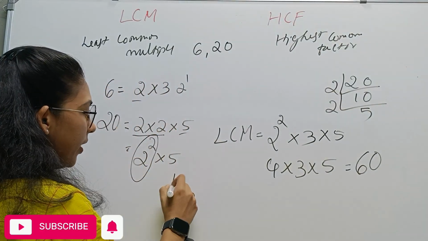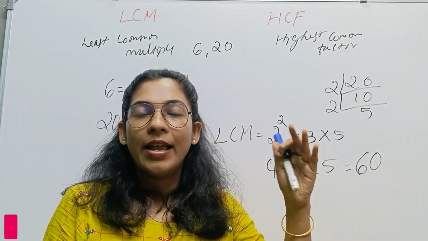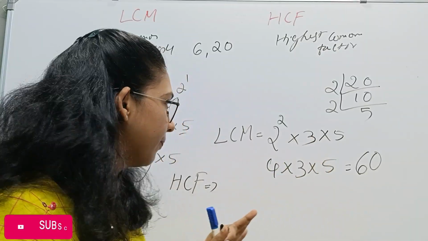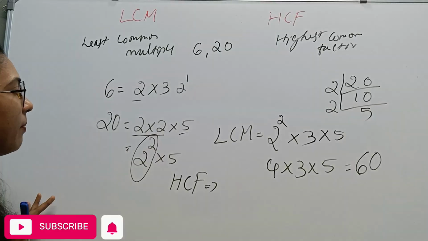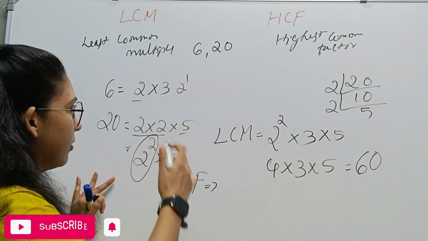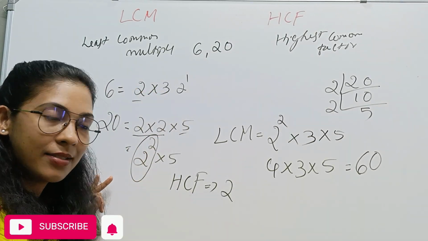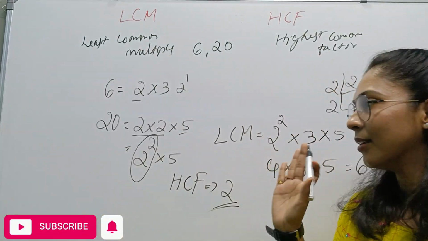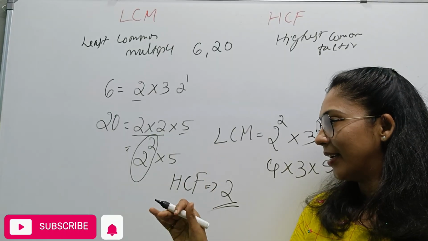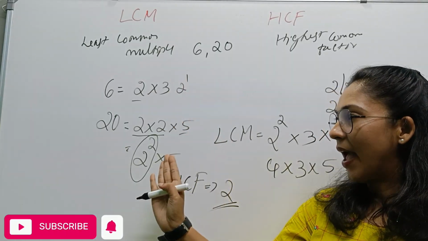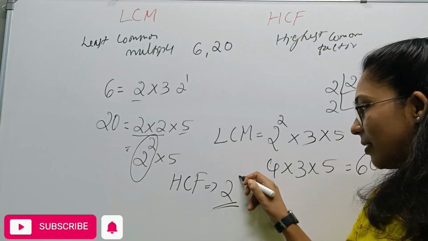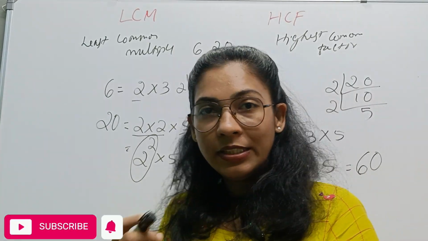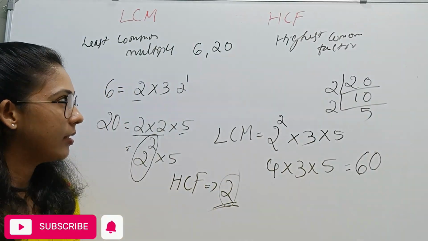Then what about HCF? HCF is the product of common factors with least power. Between these two numbers, the common factor is 2, so 2 should be considered. Why? In the factorization method, the HCF is the product of common factors with least power. So HCF is 2. Hope it is clear for you, and we will discuss more questions later. So this is the answer.